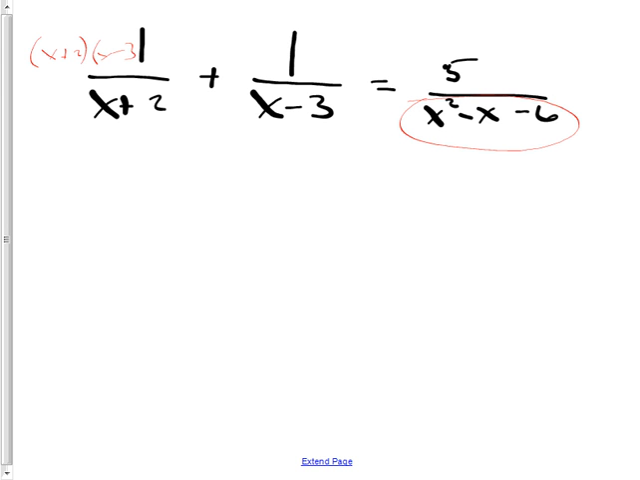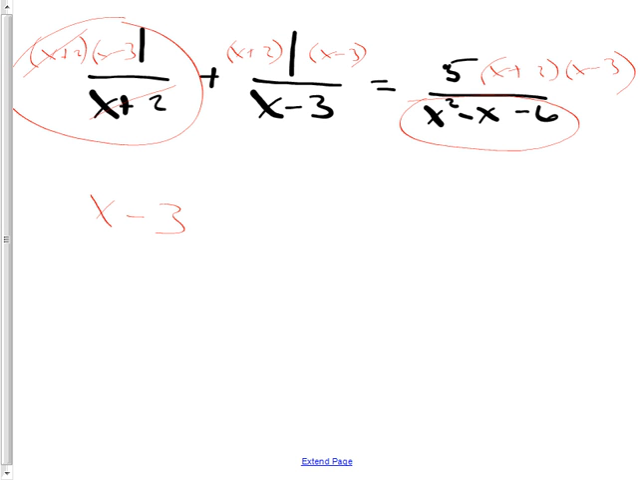Yep, I'm going to do that everywhere. X plus 2, x minus 3, x plus 2, x minus 3. And then what happens over here? Perfect. X minus 3 is all you have left. Then what? Good, and then I got x plus 2 times 1, which is just x plus 2. And then what happens? So that cancels that. Perfect.